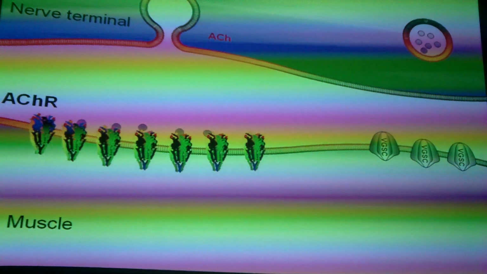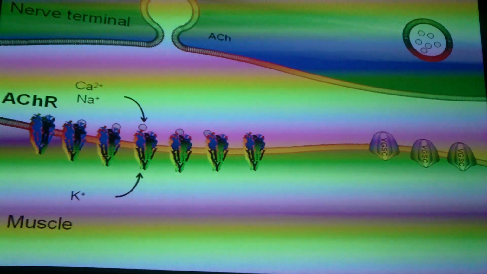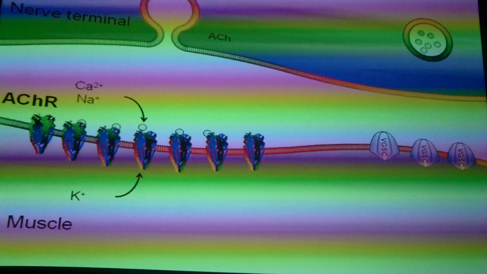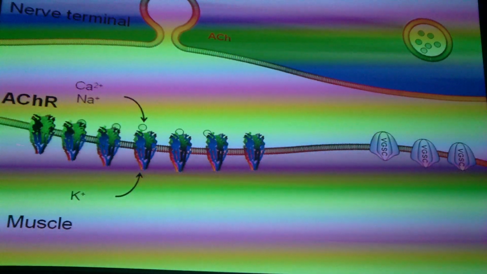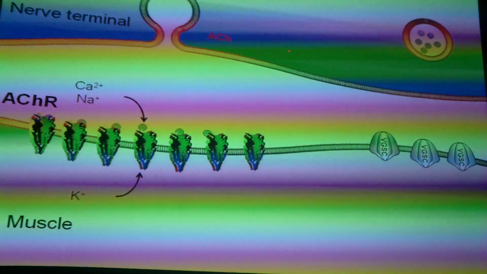And if this happens, these ion channels will open and will permit calcium and sodium to go in and potassium to go out. In one way or another, with other ions maybe, and with other neurotransmitters, most of the neurons in the brain function like this.